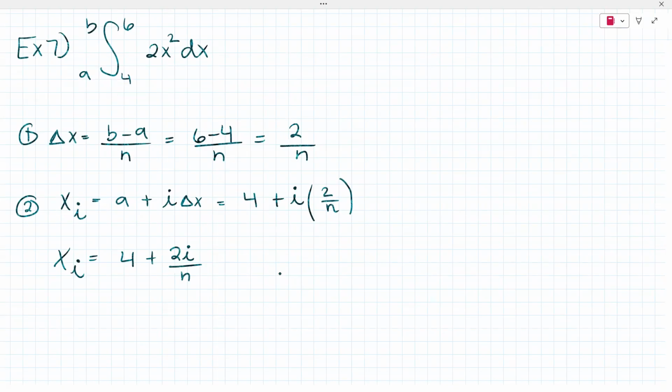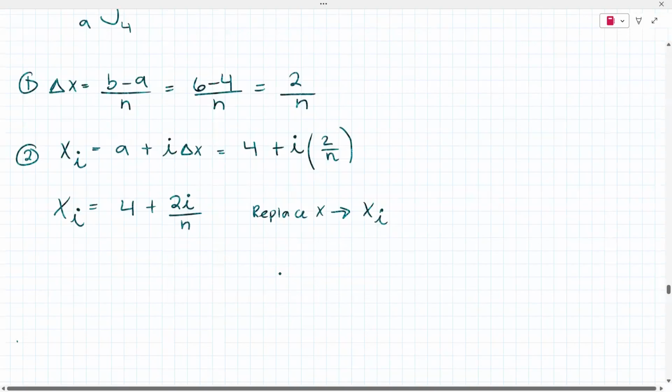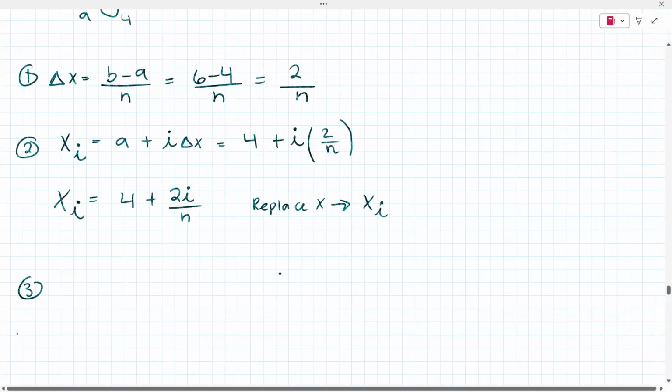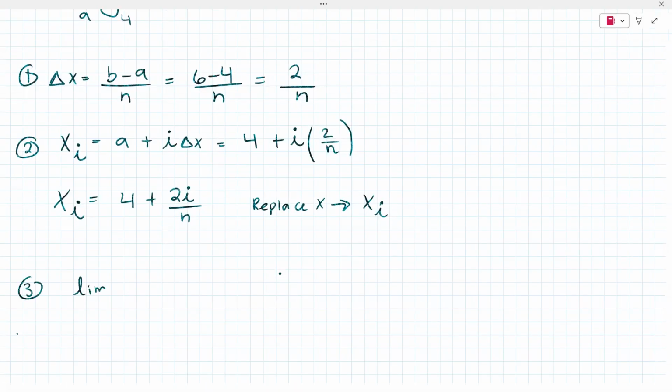And then what you're going to do is replace x with xi, right? So then you're going to start writing it out. The limit as n goes to infinity.